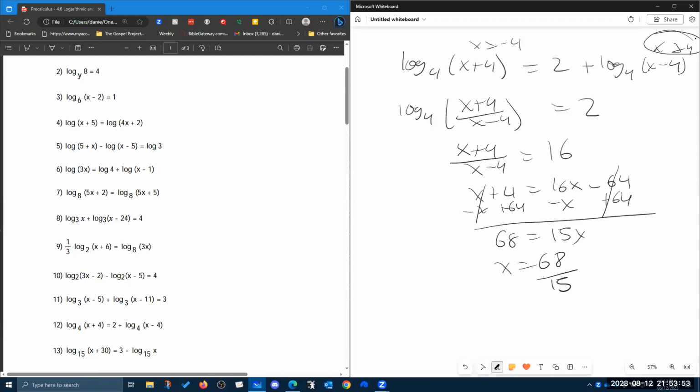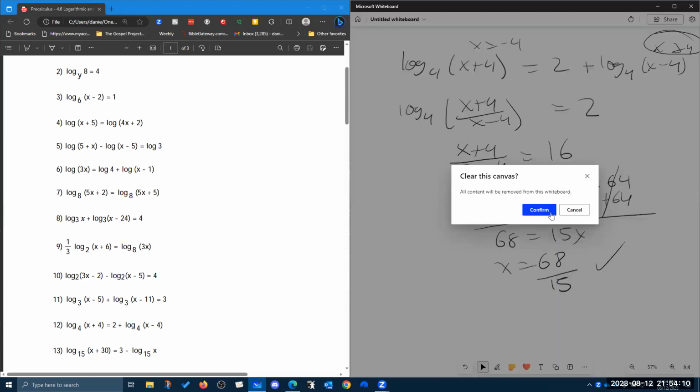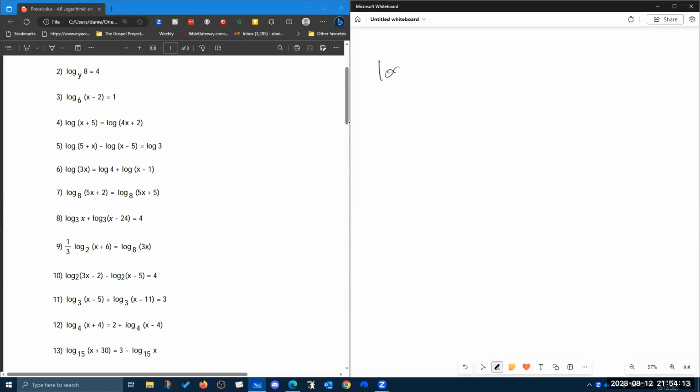So 15 times 4 is 60. So 68 over 15 is bigger than 4. I'm in good shape. Log base 15 of x plus 30 equals 3 minus log base 15 of x. X greater than negative 30. X greater than 0. X greater than 0 wins.